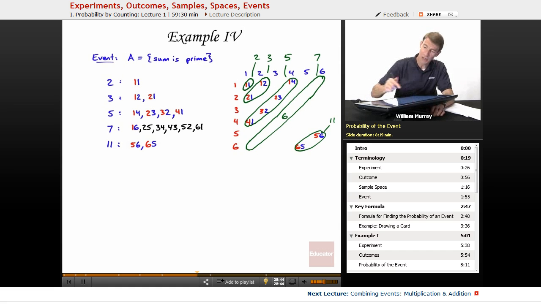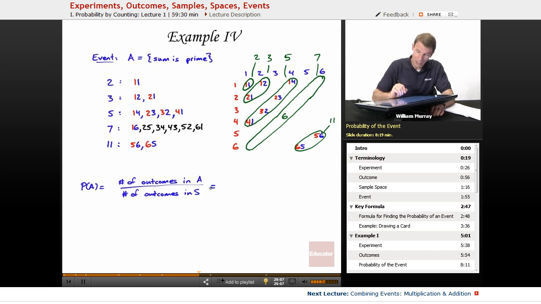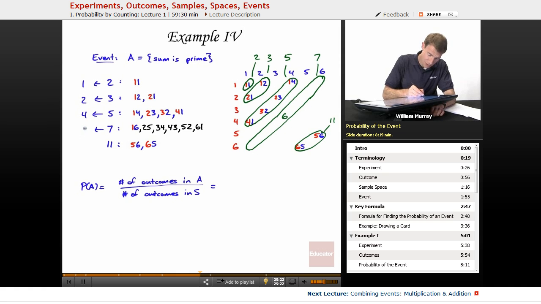So that's our event. Let's calculate the probability now. The probability of A is equal to the number of outcomes in A divided by the number of outcomes in S. And now I need to count up the total number of outcomes in A. So if I look at 2, I see 1 possible outcome. If I look at 3, I see 2 possible outcomes. 5, I see 4 possible outcomes. 7, I see 6 possible outcomes. 11, I see 2 possible outcomes.